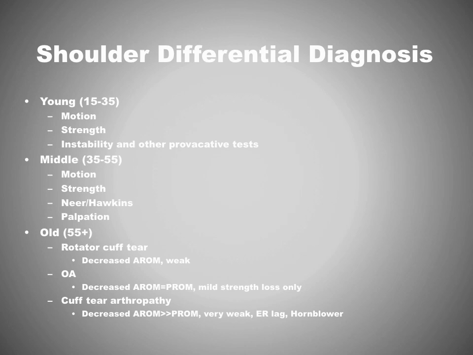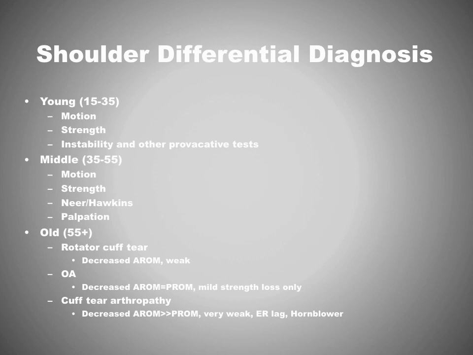Middle-aged patients, again, I want to check their motion and the strength. Since impingement is very common, I want to check their Neer and Hawkins, and palpating the patient is very important in this group. I want to see their AC joint, their biceps to really pick up on where their pain is. Older patients, the physical exams are pathognomonic for most of these conditions.